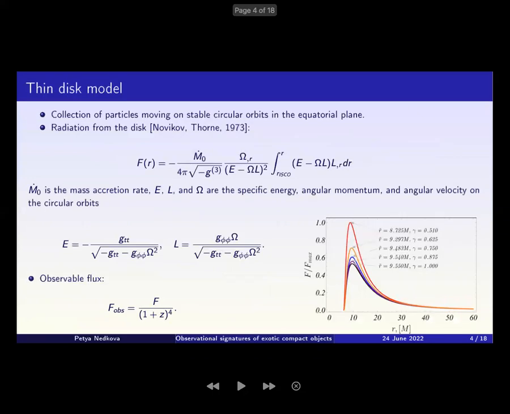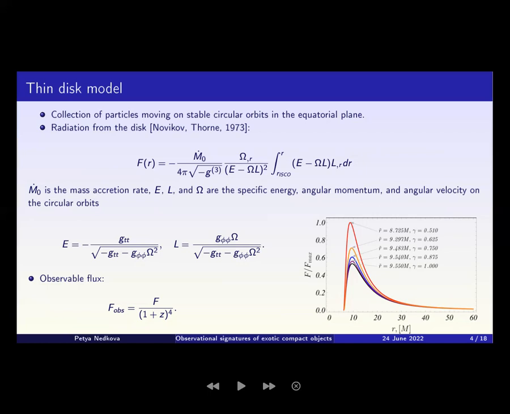Okay, in this space-time, we built the standard Novikov-Thorne model. As probably you all know, this is the approximation of a disk when you construct the disk just by taking the collection of all the particles moving on stable circular orbits in the equatorial plane. The radiation of this disk was calculated in the classic paper of Novikov and Thorne. The flux is given by this function, which is shown on the screen, and it depends only on the kinematic properties of the orbit, except for the mass accretion rate, which is a phenomenological parameter. Otherwise, it is determined exclusively by the kinematics of the motion on the orbit.